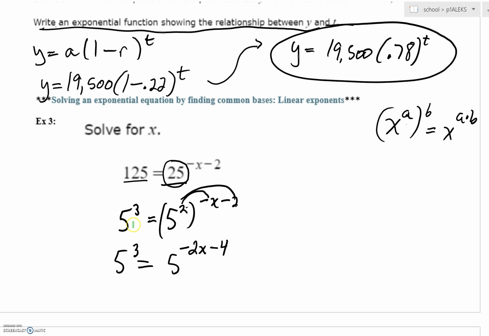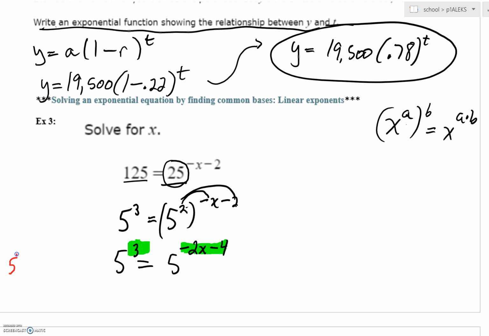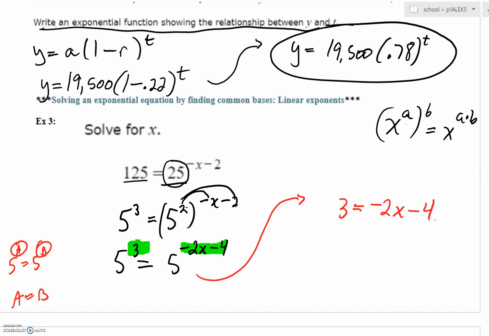As we're wrapping up, I hope you can see that the only way this statement could ever be true is if the powers are equal. Look, if I have 5 to a power is equal to 5 to a power, the only way that's true is if the powers are one and the same. So off to the side here, I'm going to say 3 must equal negative 2x minus 4. The exponents have to be the same. So first, get the same base. Make sure that you'll have the same base, and then set the powers equal.